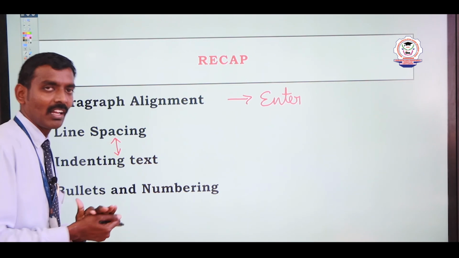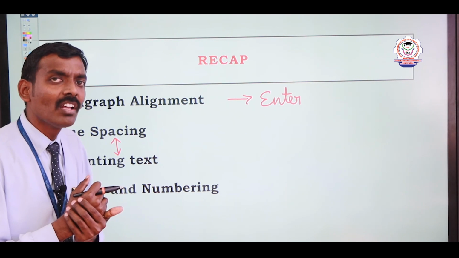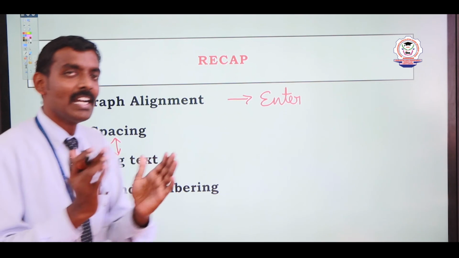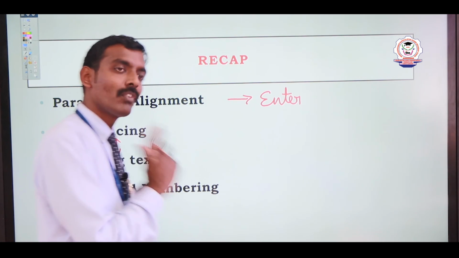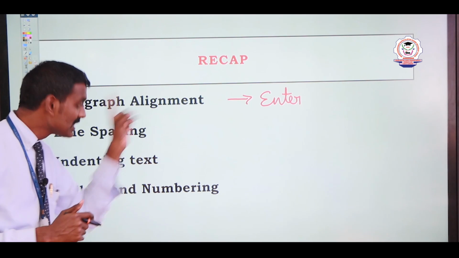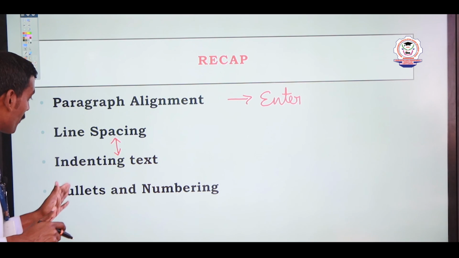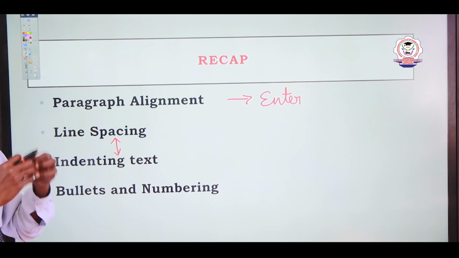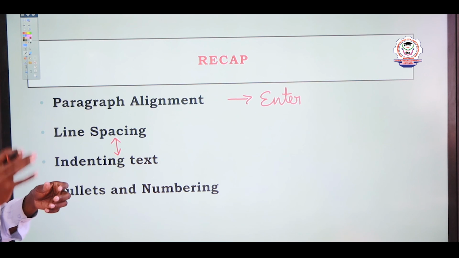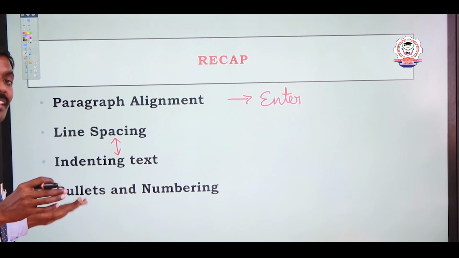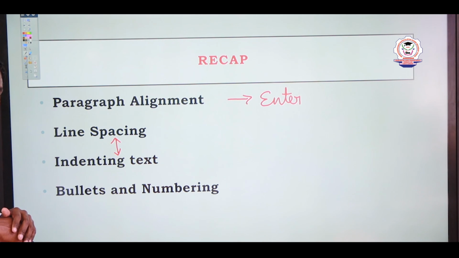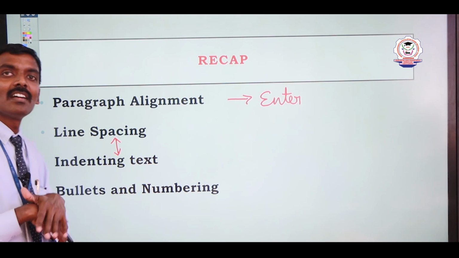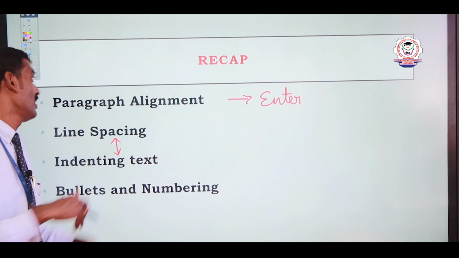And indenting the text. What is the meaning of indenting text? The text should be indented from right to left or left to right. And bullets and numbering. This is an example for bullets and numbering. We are giving a key point. It gives an easy attraction to the reader. This is an example for bulleting. These are the concepts we discussed in the previous session.